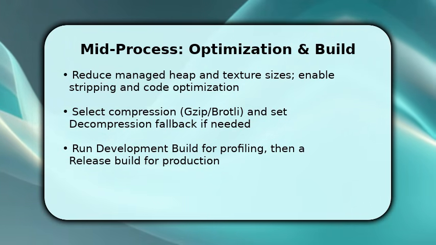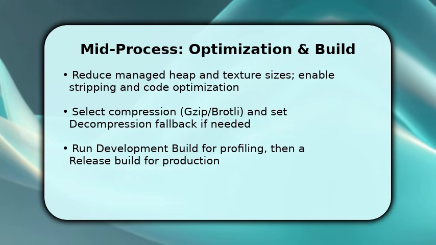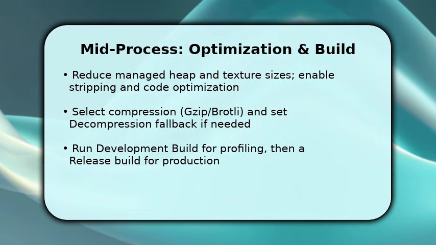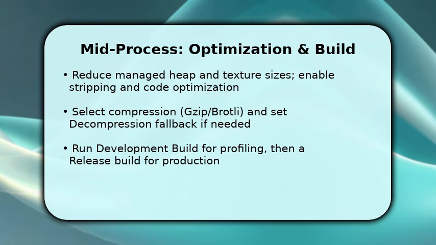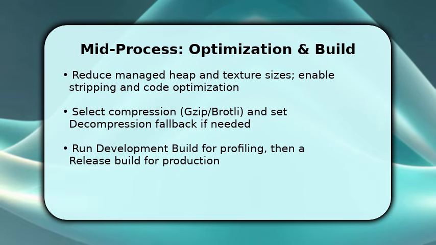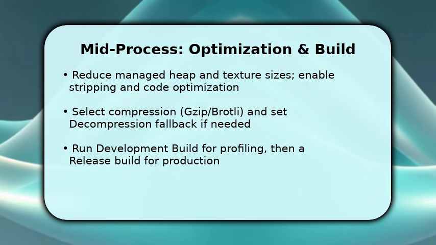Next, select Brotli or gzip compression and configure server decompression headers. Once profiling identifies bottlenecks, run a development build to gather profiler data. Iterate on fixes, and then produce a release build for final deployment.